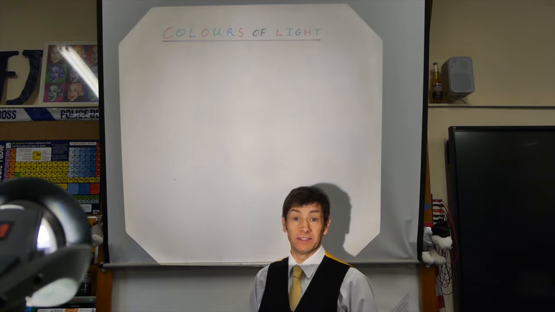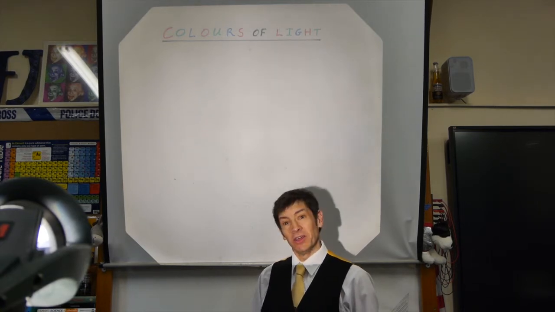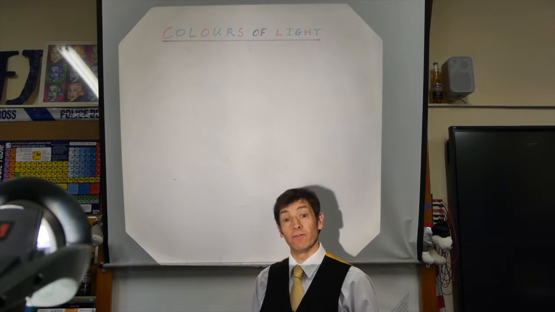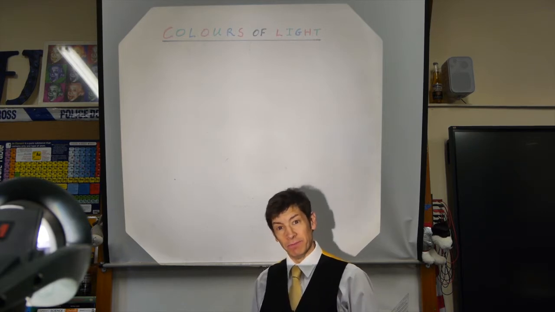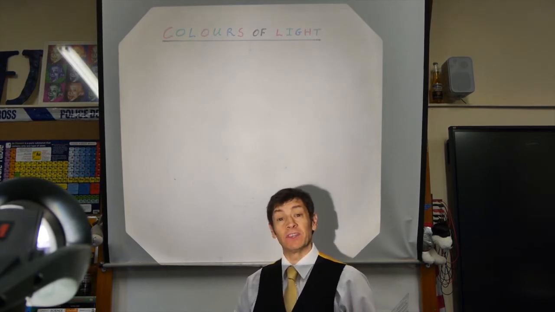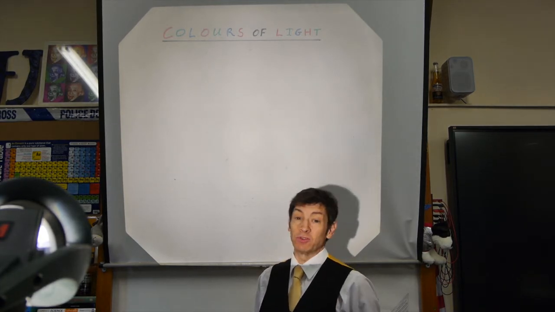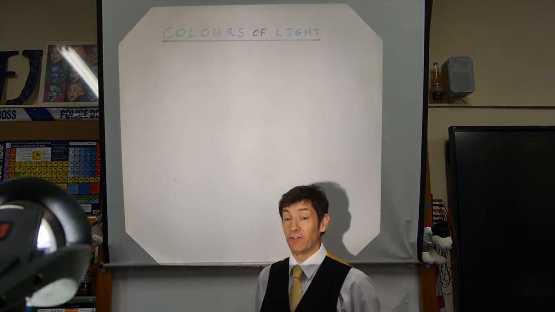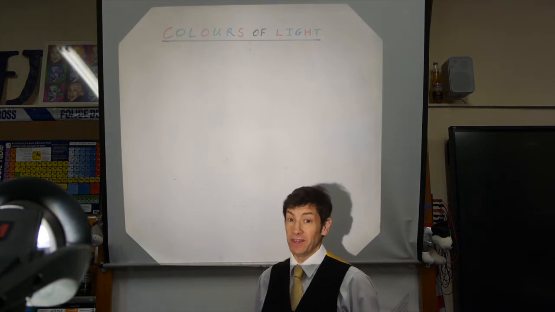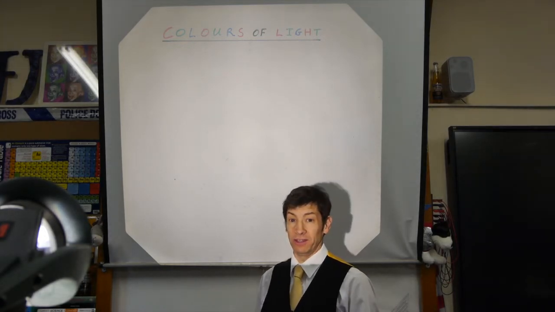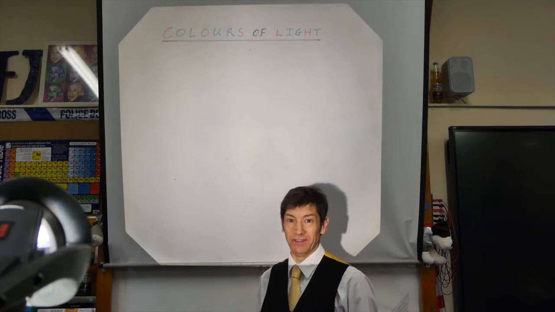So what we're going to look at today is colours of light. We're going to begin with a bit of revision of how we get colours of light from white light by using a prism, and you may have seen that in a previous video of mine on light refraction. We'll then look at what happens when we put coloured filters in front of different colours of light, and finally we'll look at what happens when we put more and more colours of light onto a white surface.